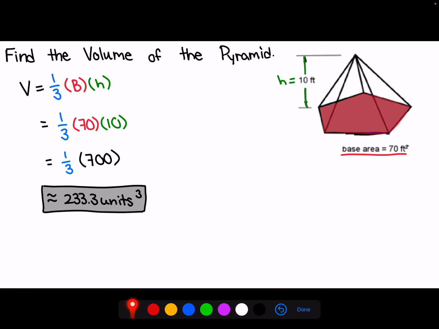All right, that's it for pyramids. Again, the concept is just find the area of your base, multiply it by your height, and then make sure that you divide by 3. And we're always dividing by 3 if our figure ends at a point.